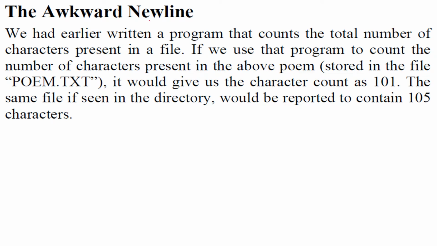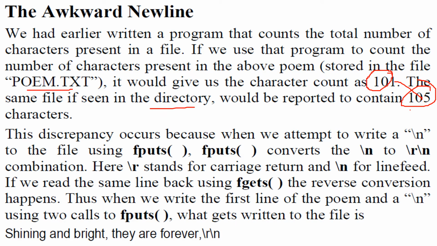When we are dealing with a file and reading and writing, assume that we wrote a program that counts the total number of characters present in that file. So if we use the program to count the number of characters in, say, some poem.txt, an imaginary file, and we count it to be 101, but if you go to the directory, it shows 105 characters. Why is there a deficit of 4 characters, or why is it 4 more?